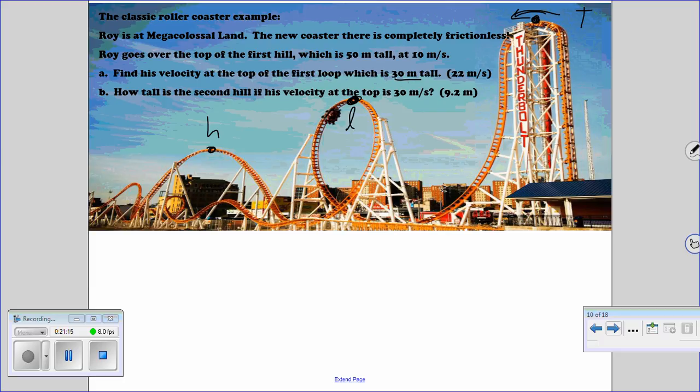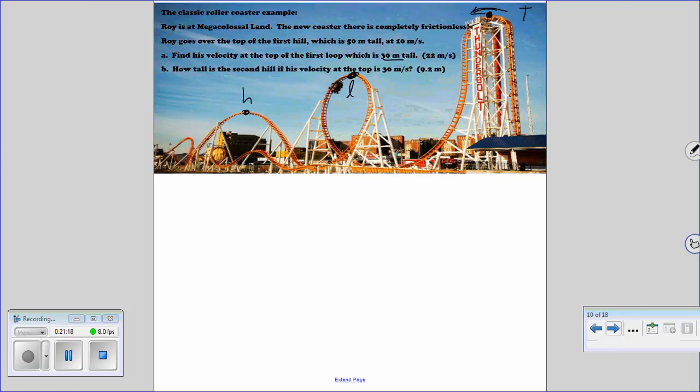So to solve this thing, here is what we're going to do. I'm going to first of all note that the only forces doing work are conservative. So that means that the mechanical energy at the top of that first hill is going to equal the mechanical energy at the top of the loop. That means that the kinetic energy at the top of the hill plus the gravitational potential energy at the top of the hill has got to equal the kinetic energy at the top of the loop plus the gravitational potential energy at the top of the loop. Well, kinetic energy is 1/2 m times the velocity at the top of the loop.